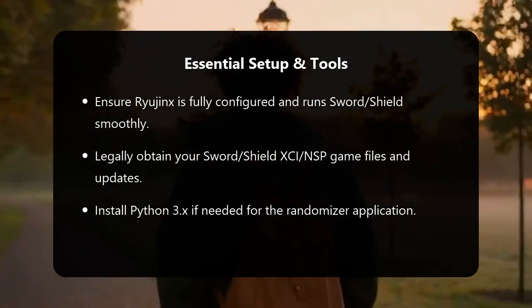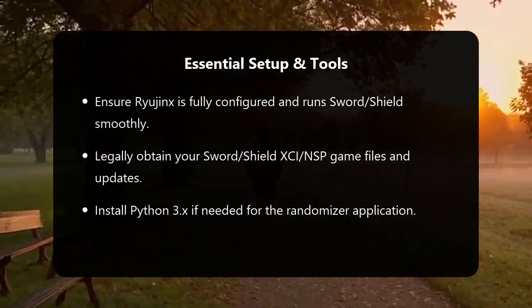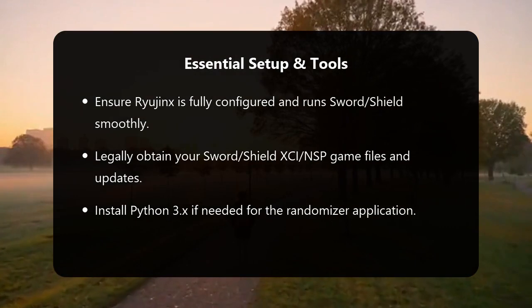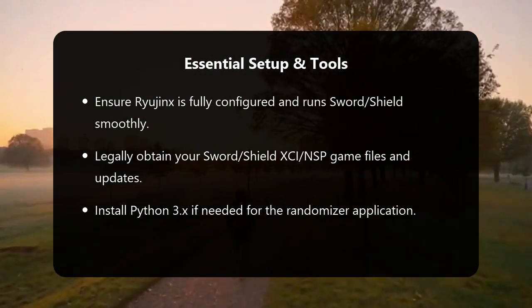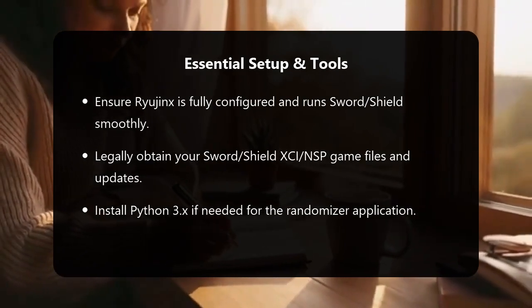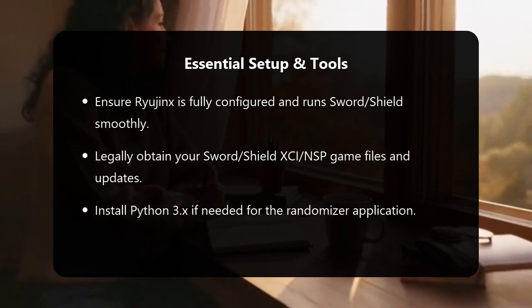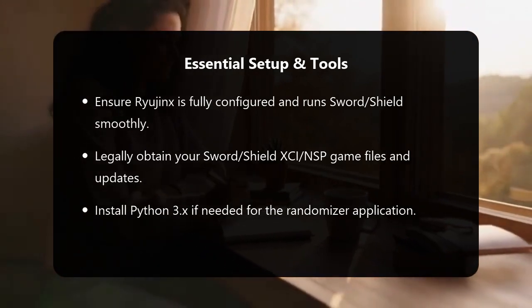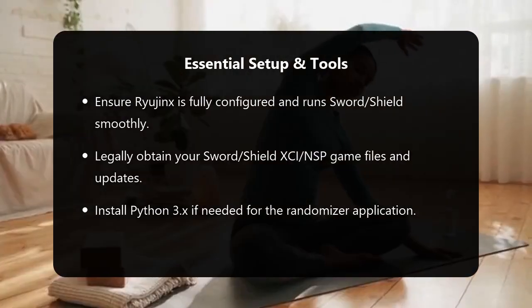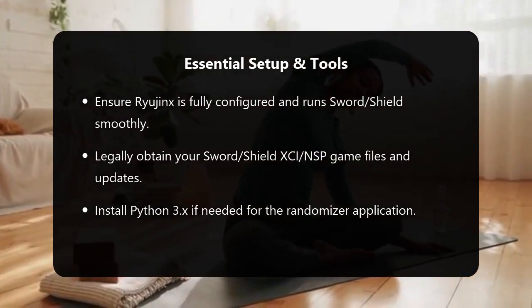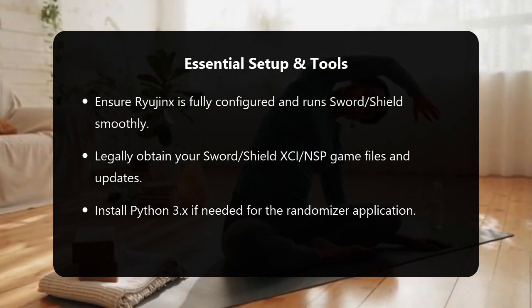First and foremost, ensure your Ryujinx emulator is fully set up and capable of running Pokemon Sword or Shield smoothly, meaning you have the latest firmware and production keys correctly installed and configured, allowing the base game to launch without issues. Next, you'll need the game files themselves, specifically the XCI or NSP format of Pokemon Sword or Shield, along with any update files and DLC you wish to include in your randomized playthrough, all obtained through a legitimate dumping process from your own console.